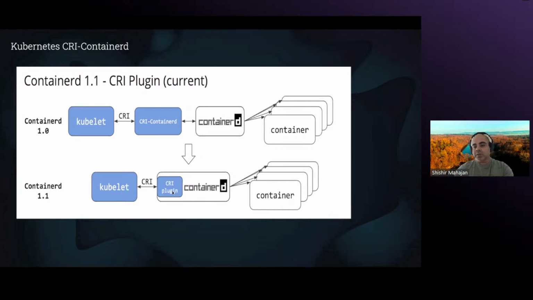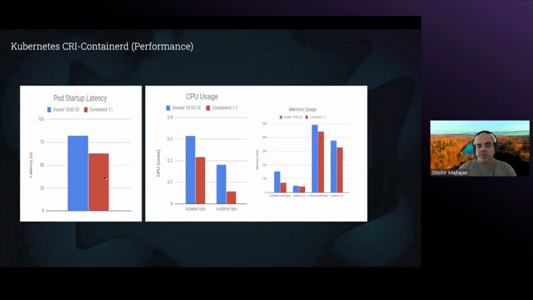So I think the question is, what are the benefits of all this? Like, why are we doing this? Agreed that Kubernetes already moved away from this. The benefit is usually smaller CPU and memory footprint. If you remember in the beginning, I talked about how Docker is a monolithic service. Containerd being more lightweight, you can see the pod startup times for containerd are much smaller. Even the kubelet and the actual runtime CPU and memory footprints are much, much smaller.